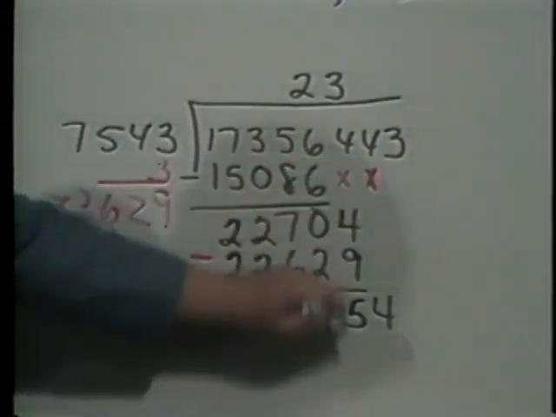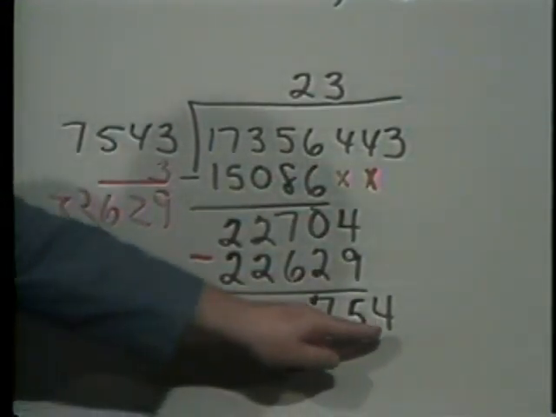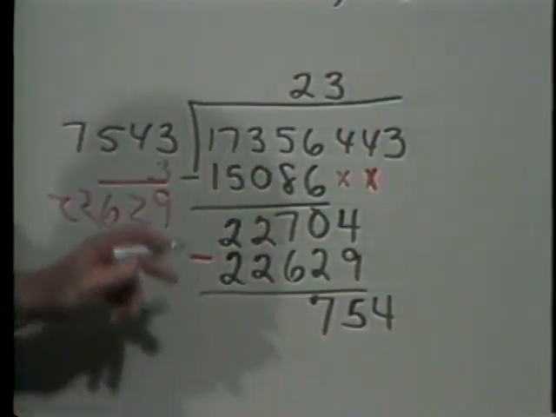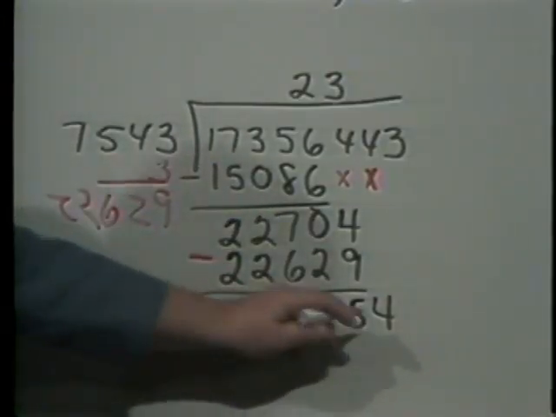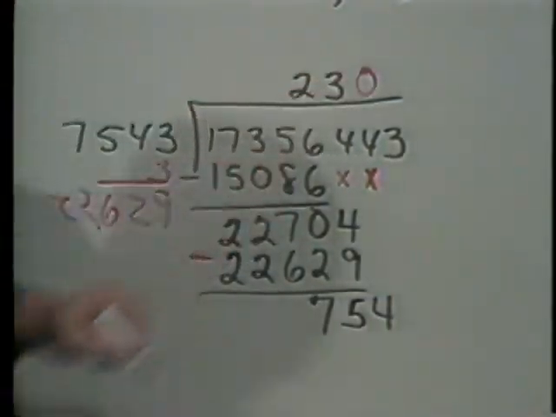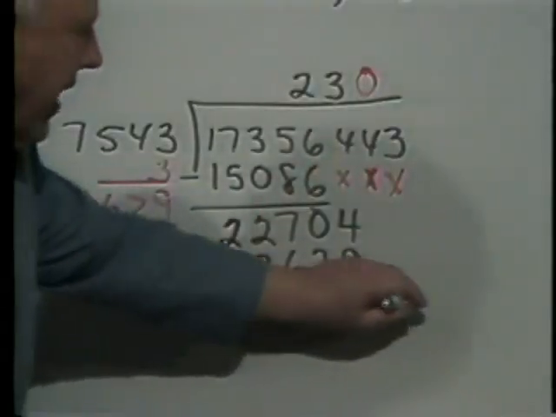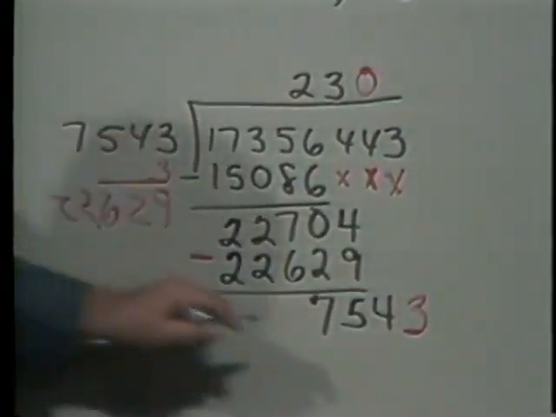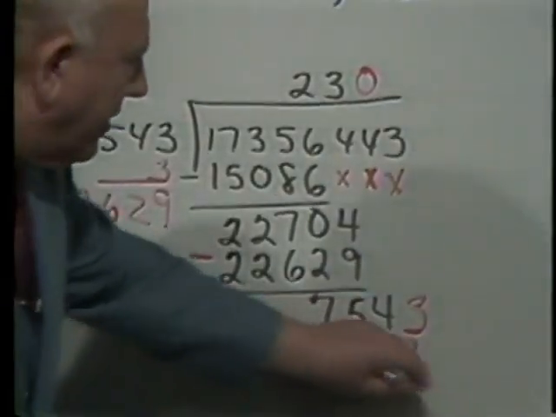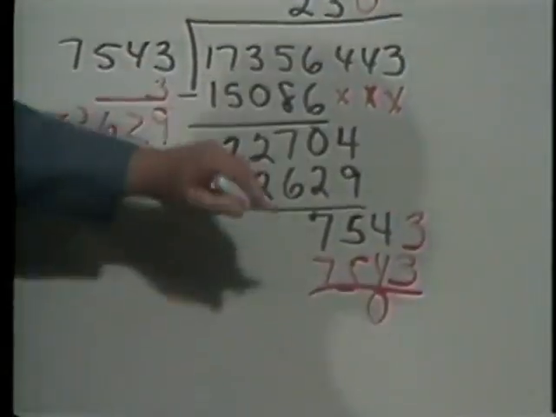I bring down the next digit, which is a 4. And this is the tricky part again. You see, I've brought down a digit. That means something has to go up here. But since 754 is less than 7,543, I have to put the 0 here. Now I bring down the next digit. 7,543 goes into 7,543 one time. And so the answer is what?